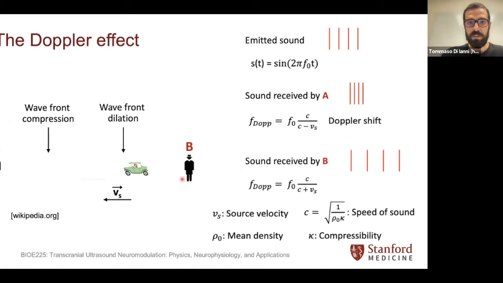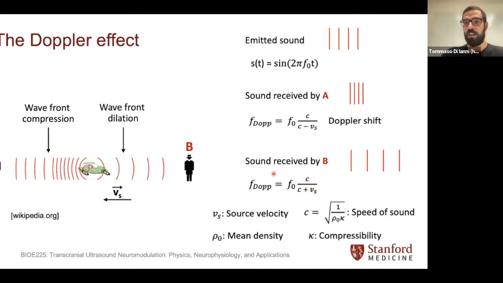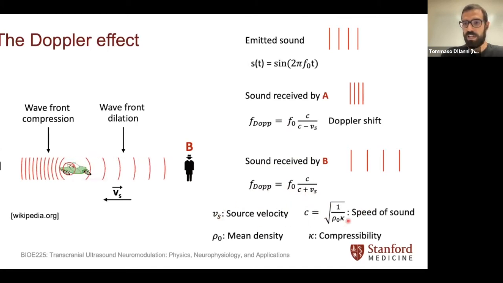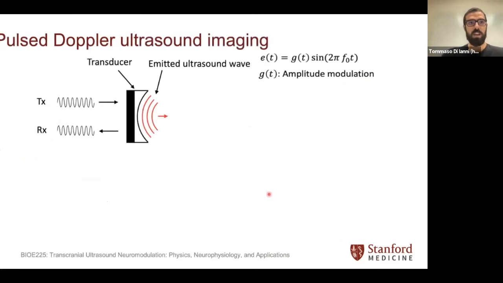Now let's assume that we have a receiver in B. B will experience a dilation of the wavefront, so it will hear a lower pitch sound. The relation holds true, it's still the same relation, but now just the sign of the velocity is inverted. As a consequence, the received frequency will be lower. And just as a reminder, Vs here is the source velocity and C is the speed of sound, that is equal to one over the square root of the mean density multiplied by the compressibility of the medium.